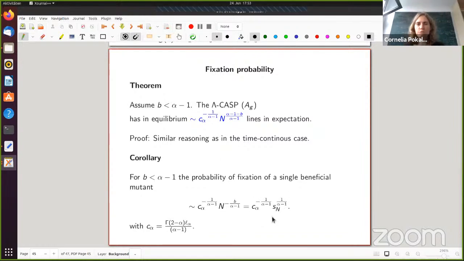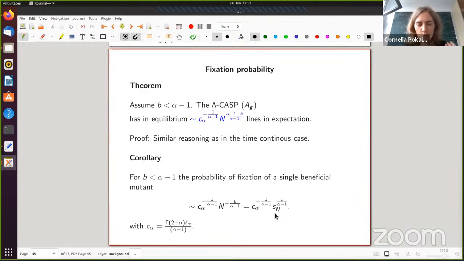And now we have a short look at this formula. So alpha is between 1 and 2. So alpha minus 1 is between 0 and 1. So this expression here is larger than 1. So we have Sn to a power of a number which is larger than 1. So this number here is much, much smaller than Sn.